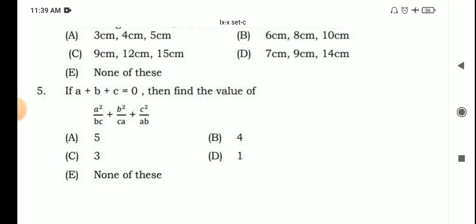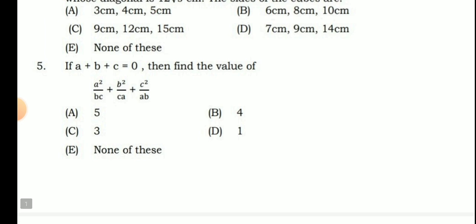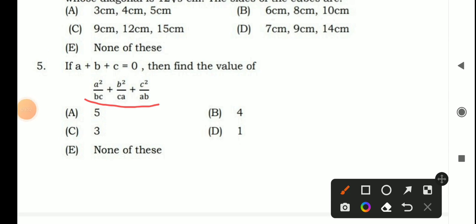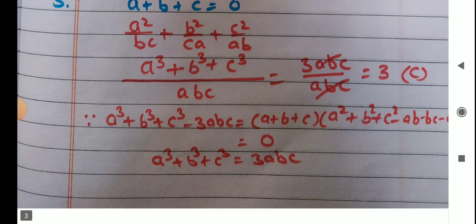5 number question is a very important question. This is also in your 9th class syllabus, second chapter, exercise 2.5. There you solved it. If a plus b plus c equals 0 is given, then find the value of a square upon bc plus b square upon ca plus c square upon ab. And by taking the LCM we will solve it. So come on the answer.